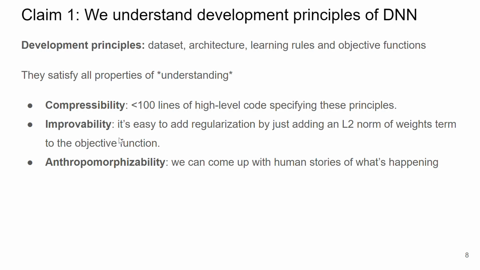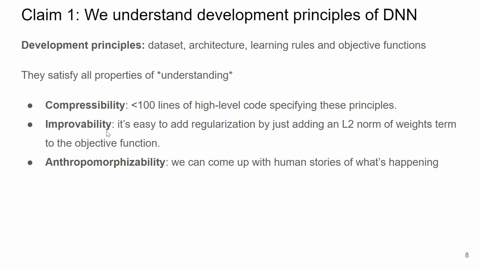So claim number one, they say that we understand the development principles of a deep neural network. When I say development principles, what I mean is the data set, architecture, learning rules, objective functions, and stuff like that. So all of these high level principles specifying how you train your deep neural network. And these development principles satisfy all properties of understanding. For example, they are compressible because you need less than 100 lines of high level code specifying these principles.